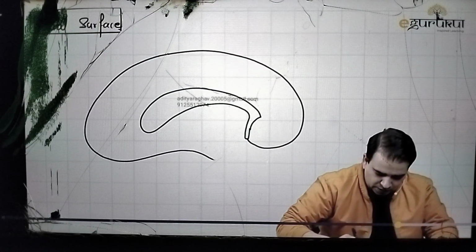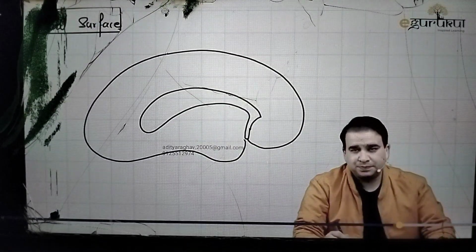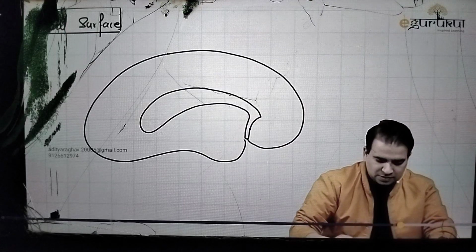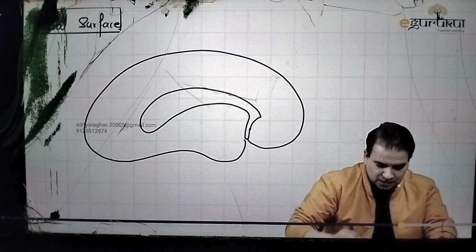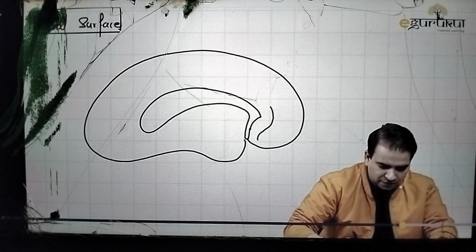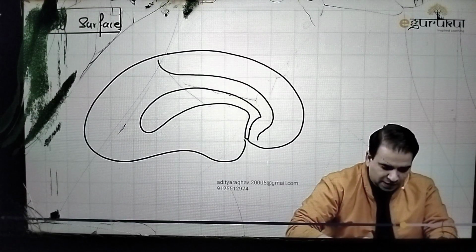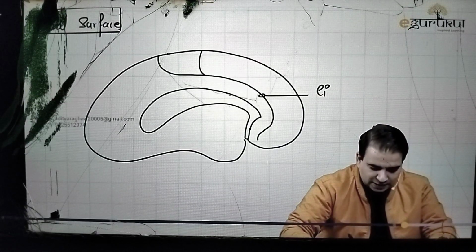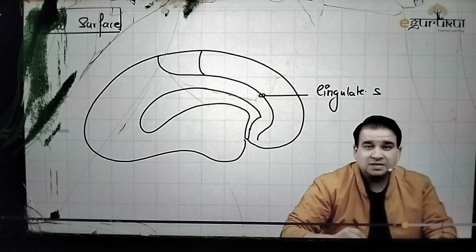And this here is the medial surface of the cerebral hemisphere. Take your time, just draw it with me. So this is the corpus callosum here, and that's the medial surface of the cerebral hemisphere. Now you'll see a sulcus running parallel and above the corpus callosum, and you will see that sulcus turning upward like this. This important sulcus is called the cingulate sulcus. This is the cingulate sulcus.